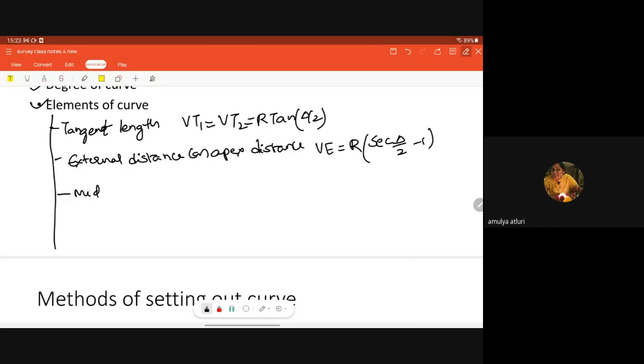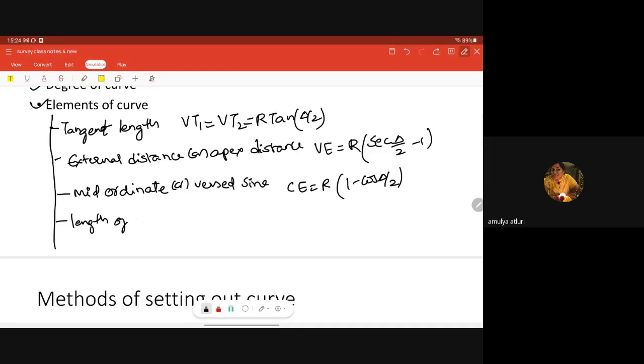Next, mid-ordinate or versed sine. CE is equal to R into 1 minus cos delta by 2. Next, length of long chord. It is nothing but T1 C2 T2 equal to 2R sine delta by 2.